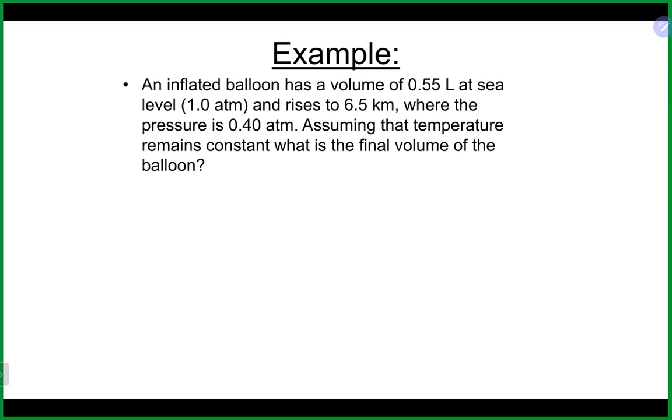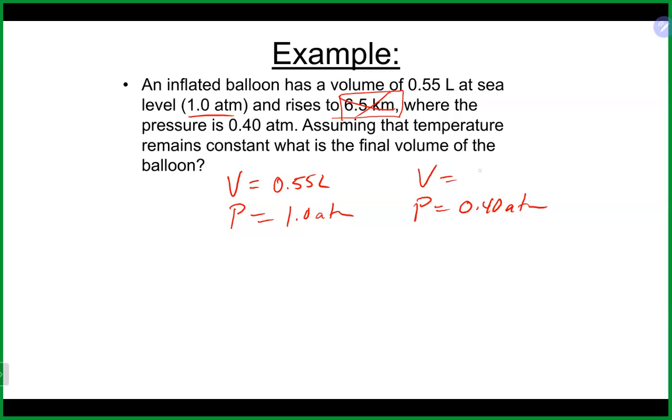So doing that here, we definitely have a volume that is 0.55 liters. We have 1 atmosphere. An atmosphere is a pressure that goes with that. We have 6.5 kilometers, which is frankly useless information in here, so watch out for some of that. We have another pressure that is 0.4 atmospheres, and we are looking for a volume here.